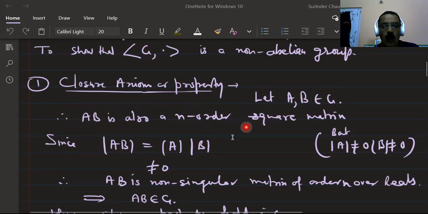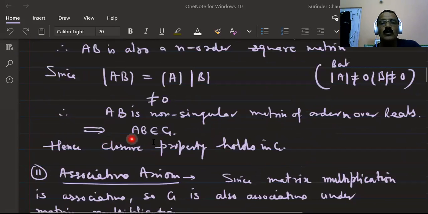So now our aim is to show that the resultant product of these two non-singular matrices is also non-singular. Since we know that the determinant of a product is the product of determinants, we have read in the properties of determinant. Matrix A is non-singular, therefore determinant A is non-zero. Matrix B is non-singular, determinant B is not equal to zero. Determinant A is a real number not equal to zero, determinant B is a real number not equal to zero, so the product will not be equal to zero. Implies if you consider any two matrices from G, their product belongs to G. Means closure property holds true.